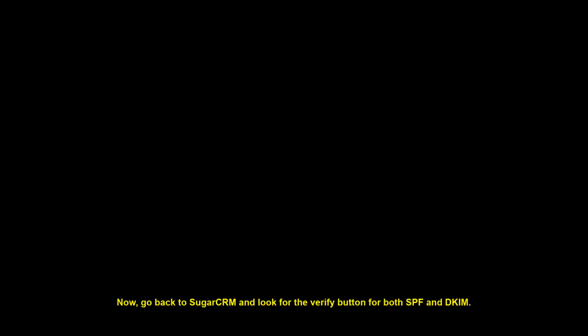Now, go back to SugarCRM and look for the Verify button for both SPF and DKIM. Click the Verify button for SPF first and wait for the confirmation message. If the SPF record is correctly configured, you will receive a success message. Now click the Verify button for DKIM. Once again, wait for the confirmation message.